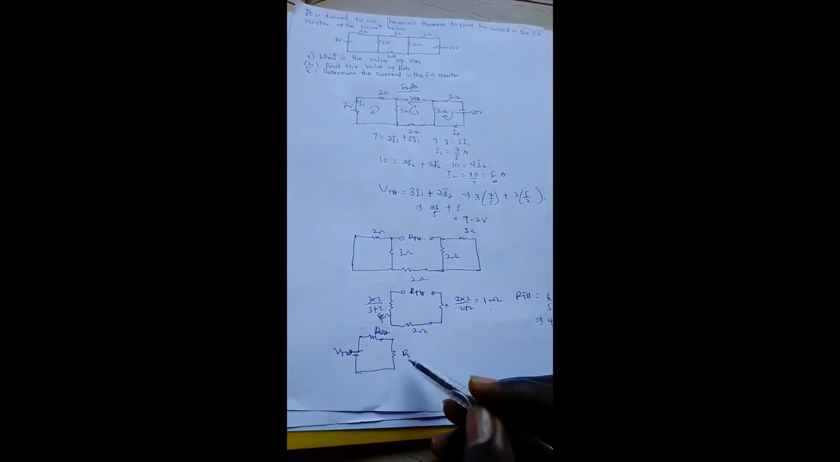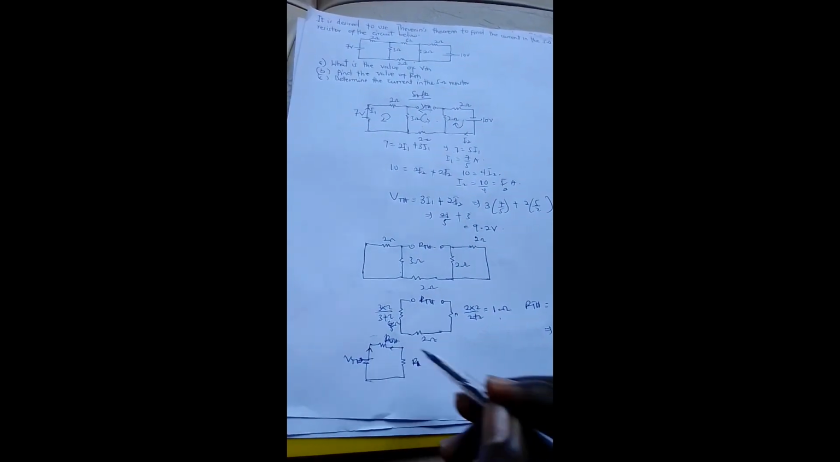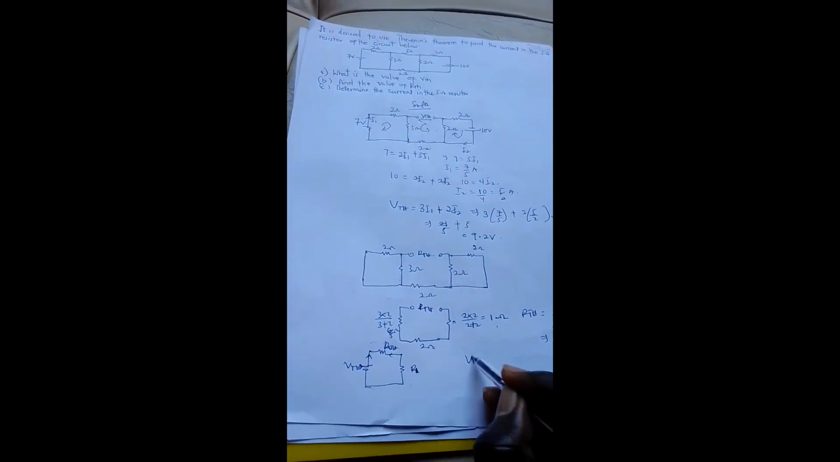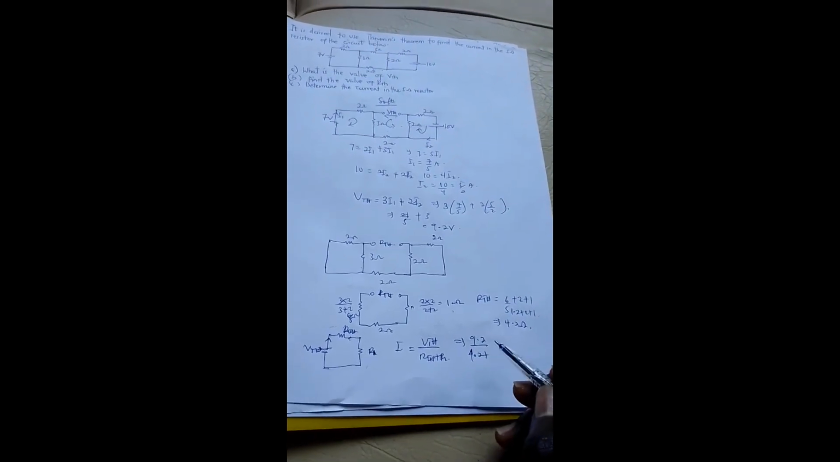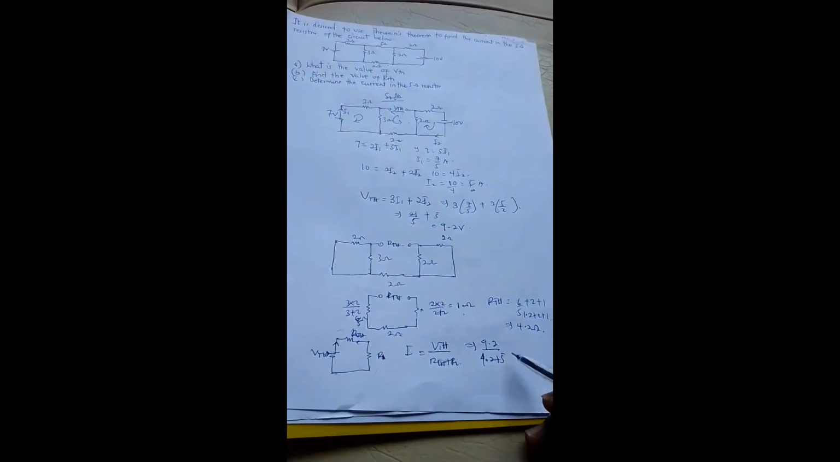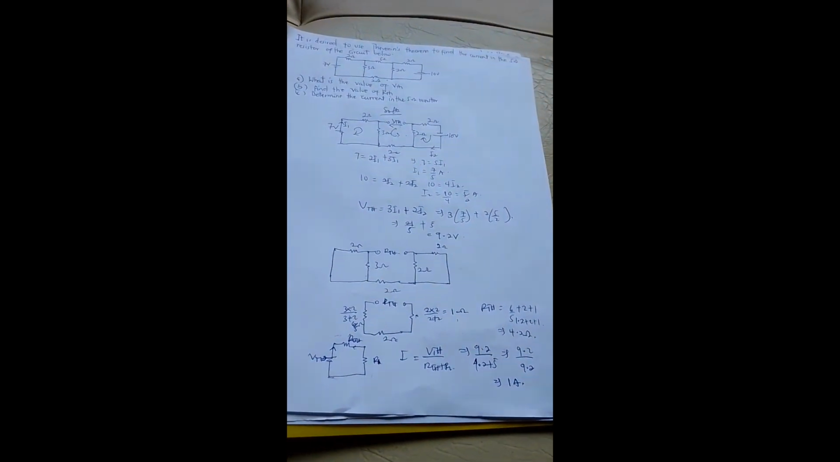So from here we can find the current by simply I equals VTH over RTH plus RL. Our VTH in the question is 9.2, our RTH is 4.2, plus the resistor under consideration, which was 5 ohms. This will be 9.2 over 9.2, and that will give us 1 ampere. So the current in the 5 ohm resistor is 1 ampere.